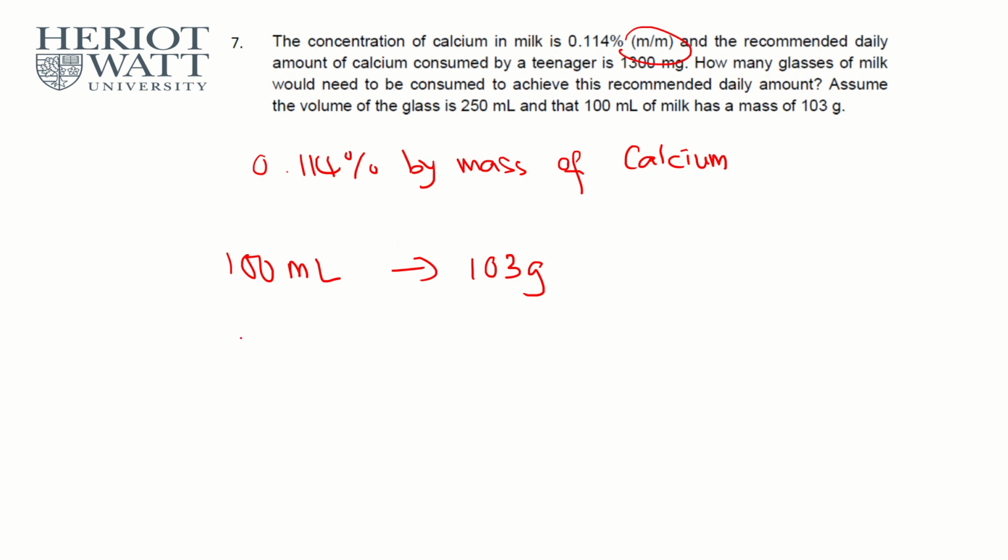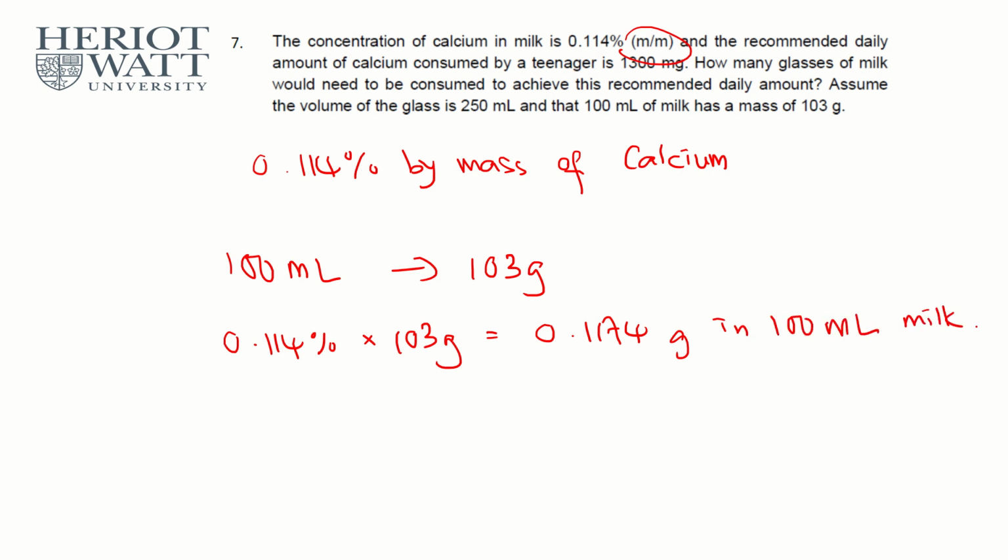So from here, we know that 0.114% of this 103 is actually the mass of calcium, which is equivalent to 0.1174 grams in 100 ml of milk. Makes sense? So in 100 ml, I have 103. So out of 103, 0.114%, which is 0.1174 grams, is actually the mass of calcium in 100 ml of milk.